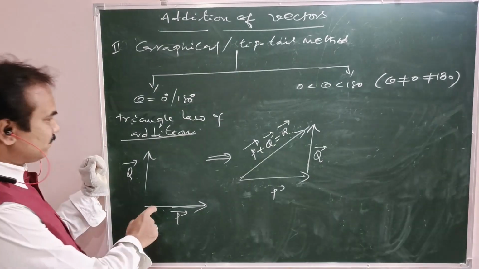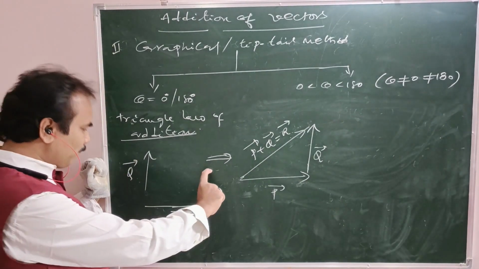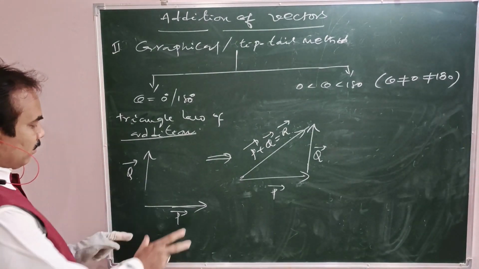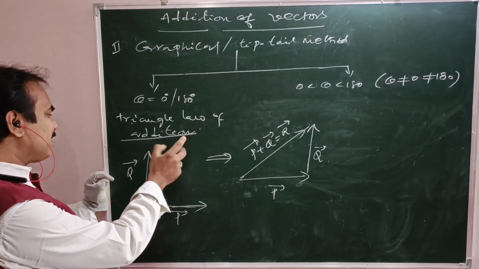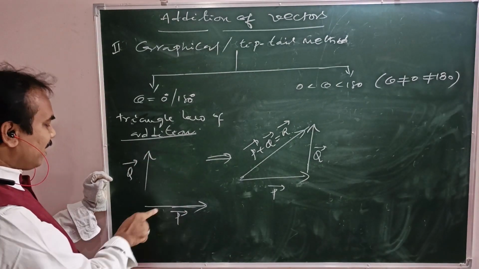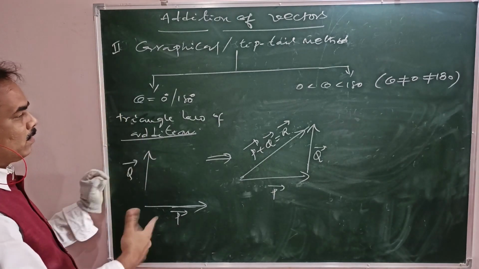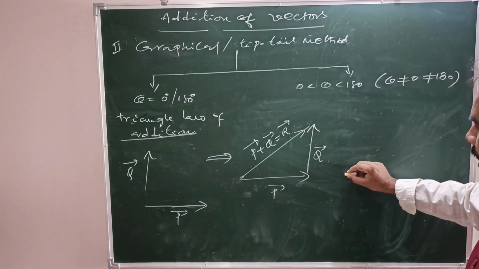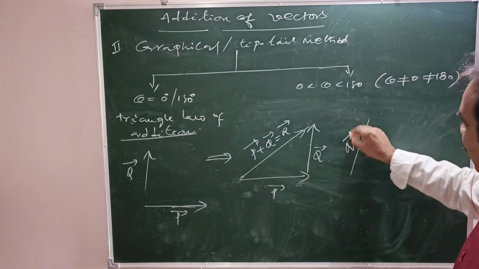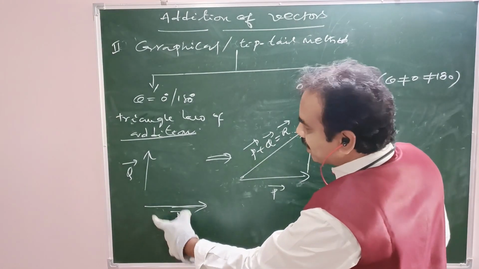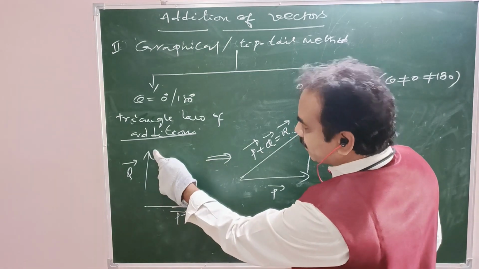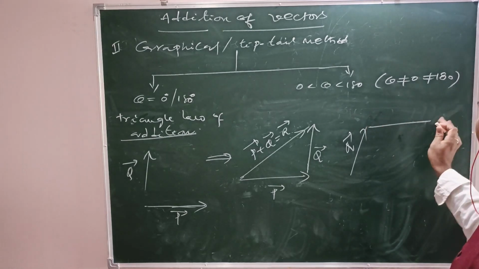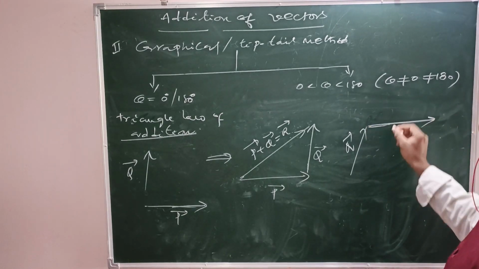Here q bar is connected with p bar such that the tail of q bar is joined with the head of p bar. If p bar is shifted from here to there and connected somewhere here such that its tail is connected with the head of q bar, what will happen? Let us see. Suppose q bar as usual like that. Now I am shifting p bar from here to there such that its tail is joined with the head of q bar like that. This is p bar.